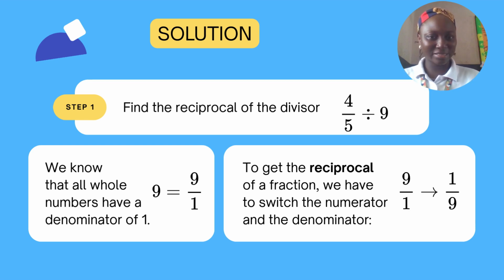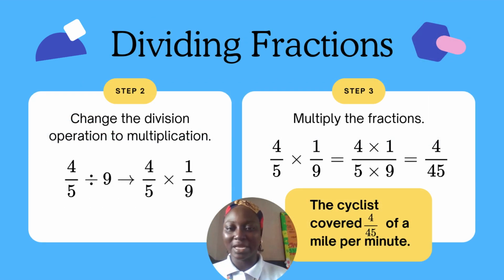Do we get that? So the second step is to change the division operation to multiplication, after we have swapped the divisor, that is the reciprocal of 9, which is 1 over 9. So we have 4 over 5 multiplied by 1 over 9. When you find the reciprocal of the divisor, the sign changes to multiplication. So we have 4 over 5 times 1 over 9.